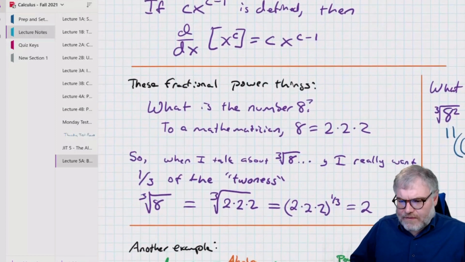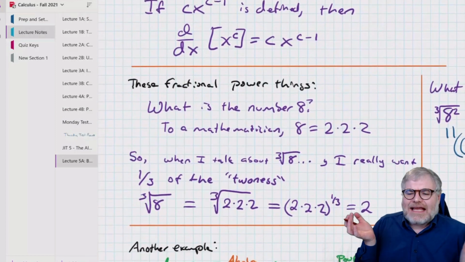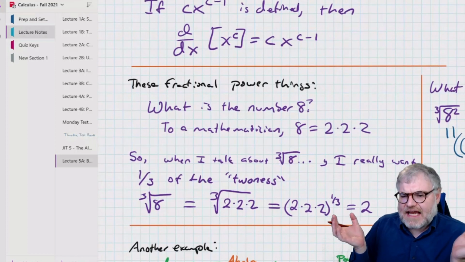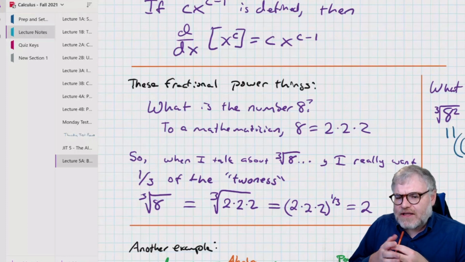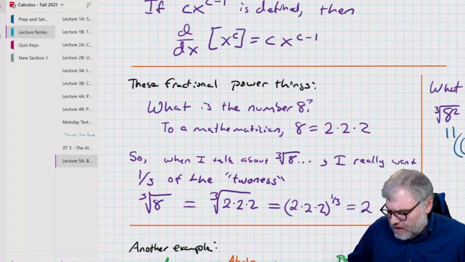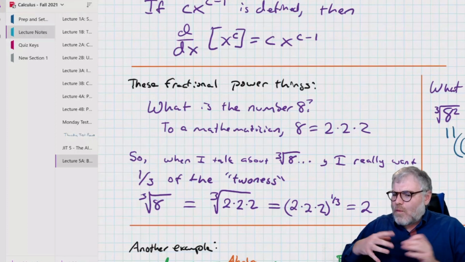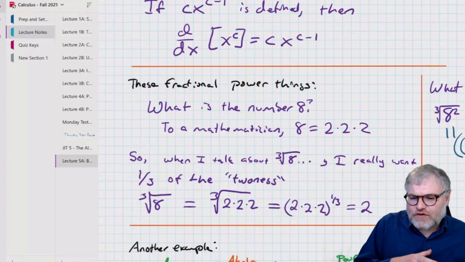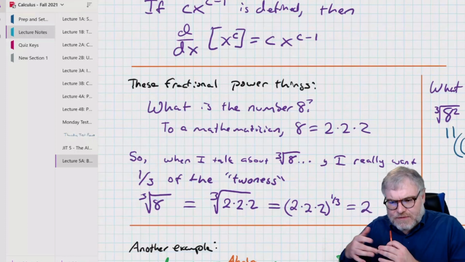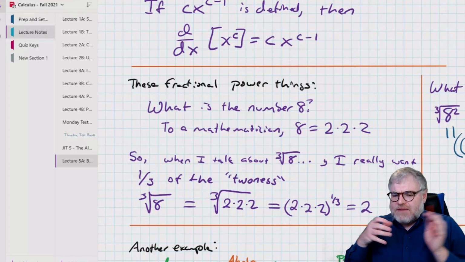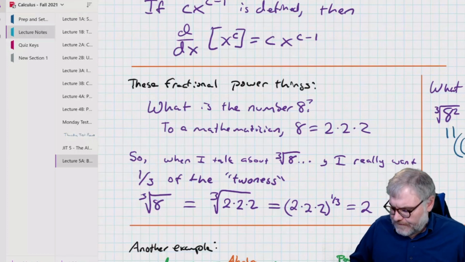These fractional power things, by the way. What is the number 8? A mathematician thinks of 8 as 2 times 2 times 2. So when I talk about the cube root of 8, I really mean 1/3 of the 2-ness, right? The cube root of 8 is the cube root of 2 times 2 times 2. That's really 1/3 of the multiplicative 2-ness, right? I've got 2 times 2 times 2 to the 1/3, and that would be 2. So that's how a mathematician thinks about 8.